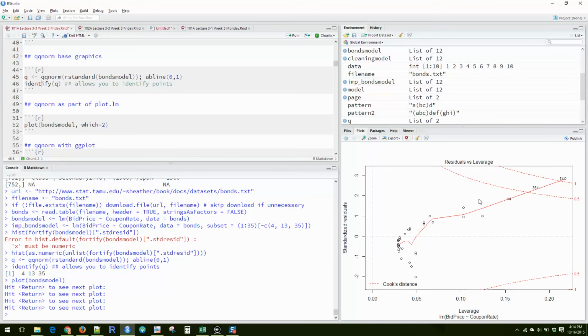And then residuals versus leverage, where we see Cook's distance. These are like contour lines for Cook's distance, and we see item 13 has a Cook's distance over 1, which we said was significant. This one had a Cook's distance of over 0.5, which is pretty big, and this one is pretty high as well.